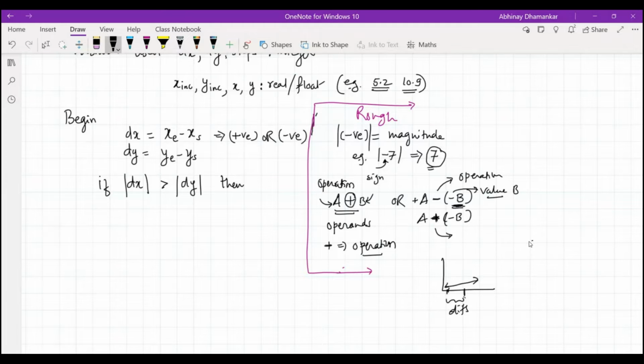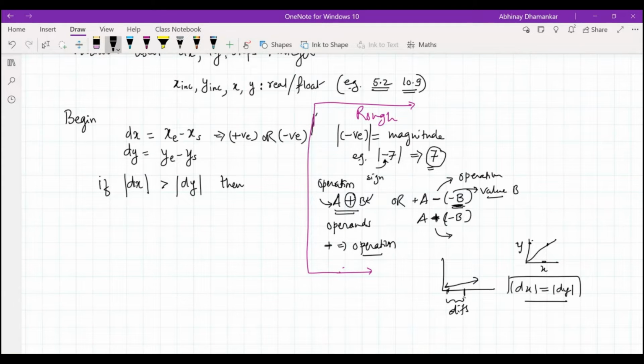And what will happen if the line is exactly 45 degree? Okay, 45 degree. So the x and y values will be the same. So definitely this will be equal: dx is equal to dy, right? For a 45 degree line. So that is the illustration when dx is greater. So ultimately it must have come to your mind that the line is more inclined toward the x-axis.